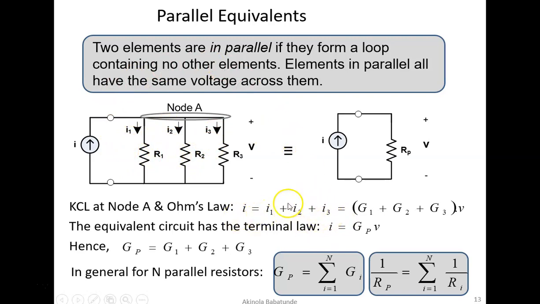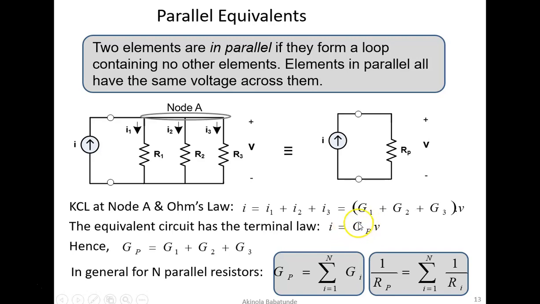And we do know that our I is equal to GV, where our G is 1 over R. Hence, we can replace all these I's with their respective values according to Ohm's law. Ohm's law states that V is equal to IR and I equals GV. So instead of writing I1, this becomes G1V plus G2V plus G3V. And then we know G1 plus G2 plus G3 will be the equivalent conductance in the circuit. When you add all of them together, it gives us GP.